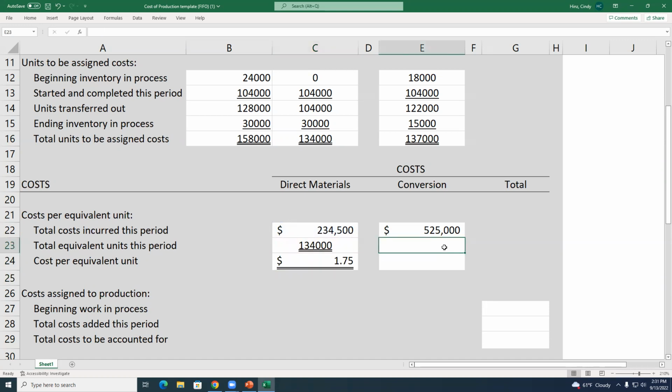And we can do the same thing for our conversion costs. Again, we already have our units right here in cell E16, and then divide. Total costs incurred during the month divided by the total equivalent units of conversion work.